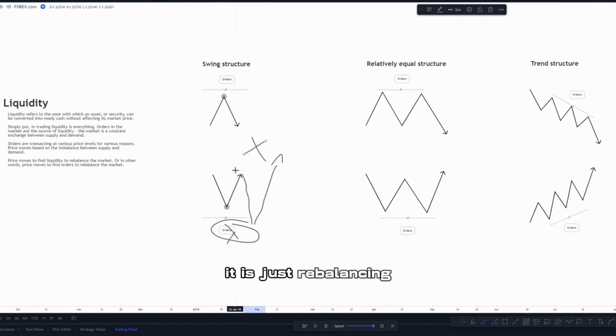It is just rebalancing. It's doing its job, creating a fair marketplace given supply and demand. It's providing liquidity, which is just the ease of transferring an asset to cash. And that's what it's doing time and time again.